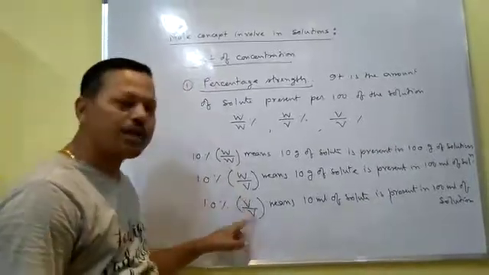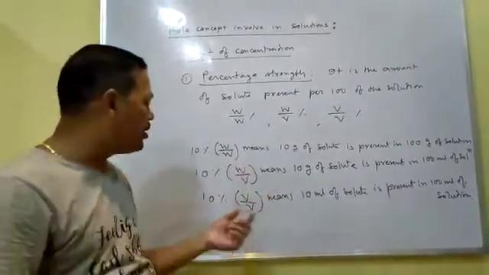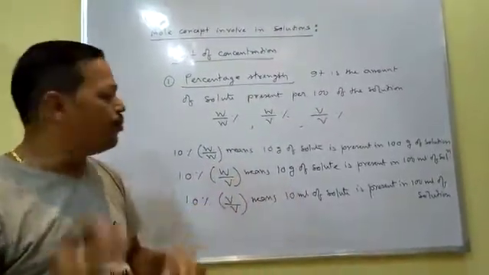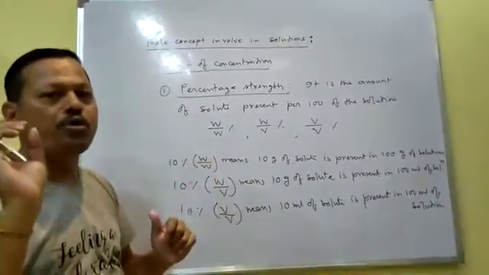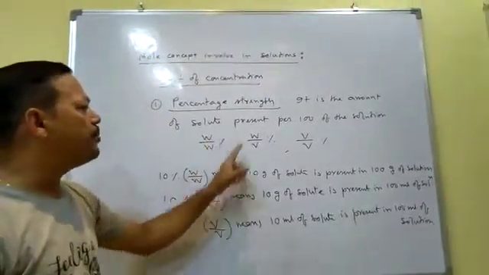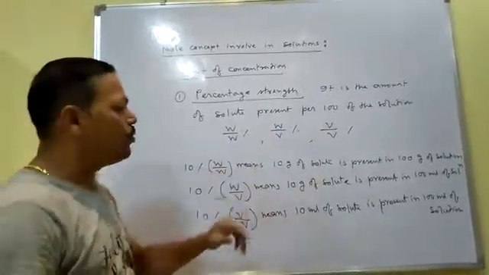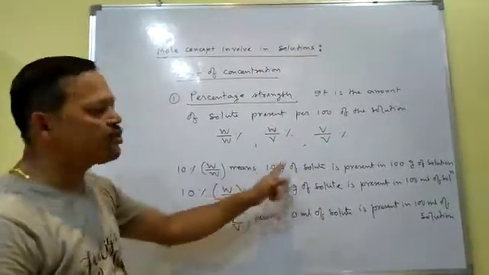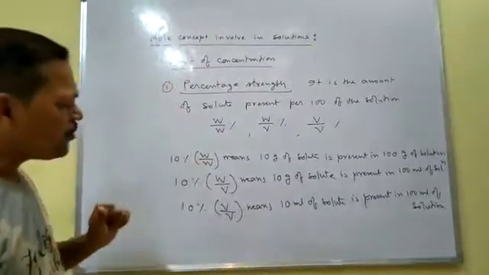I mean, if the solute and solvent both are liquid, for example, alcohol you dissolve in water, both are liquid, then you can apply the V by V concept. Both you can measure in terms of volume. So this is about the percentage strength. Percent means nothing. It is the amount of solute present per 100 of the solution. There are three types of percentage: W by W, W by V, V by V. Mass by mass, mass by volume, and volume by volume. And this is the meaning of that. 10% means 10 gram solute, 20% means 20 gram solute, 30% means 30 gram solute, like that, present in 100.